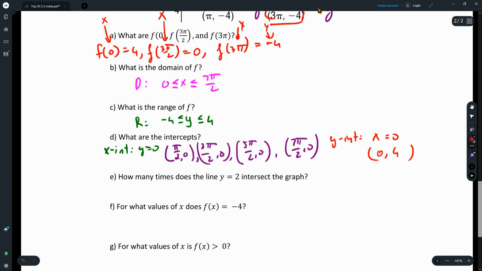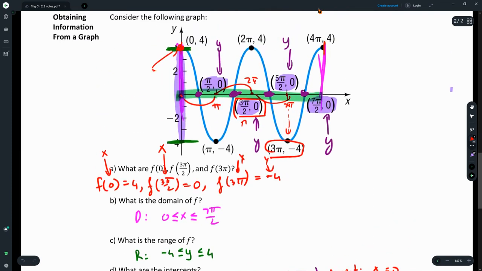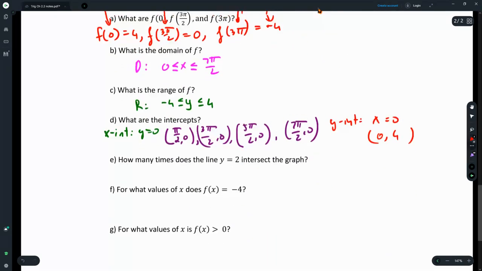How many times does the line y equals 2 intersect the graph? Well, y equals 2 is right here. And you try to see how many times it intersects. It's 1, 2, 3, 4. So you get 4 times.